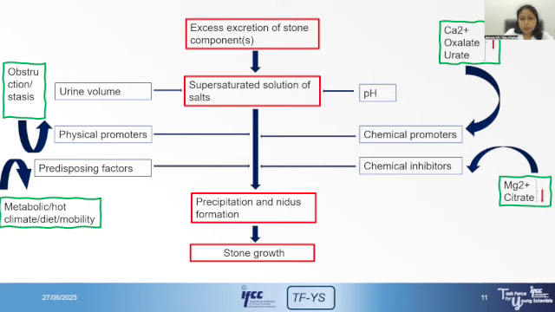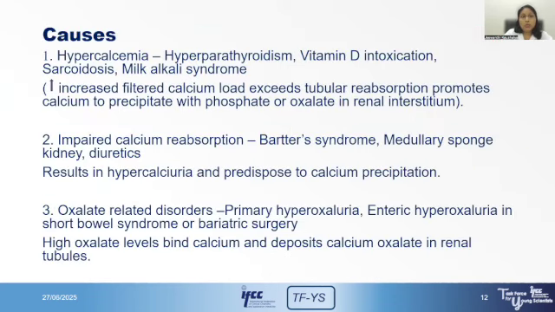In my next 2 slides, I will elaborate on the chemical promoters and chemical inhibitors and how they can give rise to stone formation in the body. What about hypercalcemia? It's a chemical promoter. In conditions like hyperparathyroidism, vitamin D intoxication, sarcoidosis and milk-alkali syndrome, these patients have high calcium levels. Due to that, the increased filtered calcium load exceeds tubular reabsorption. This promotes calcium to precipitate with phosphate or oxalate in the renal interstitium.